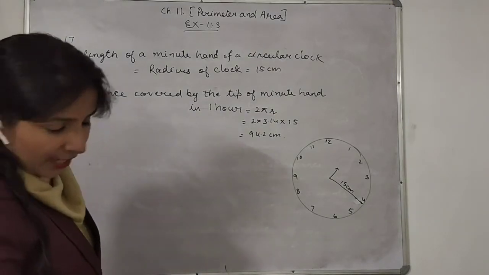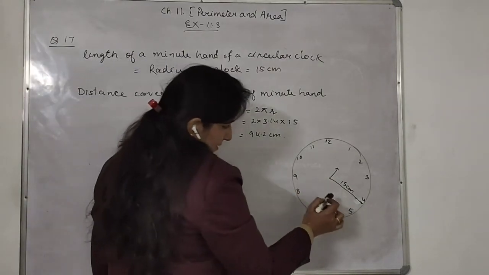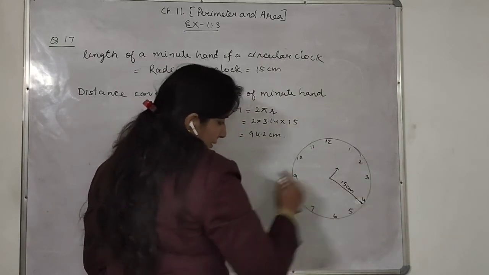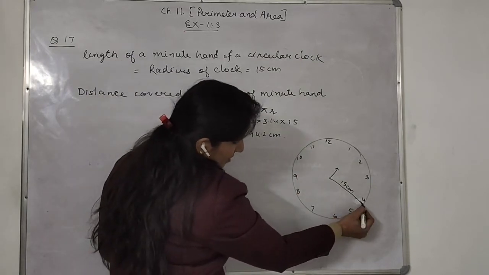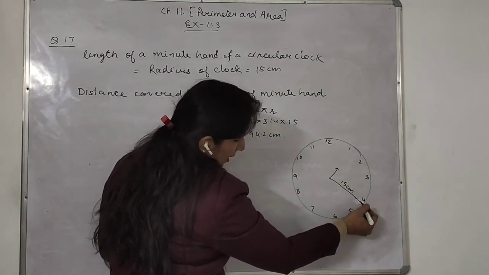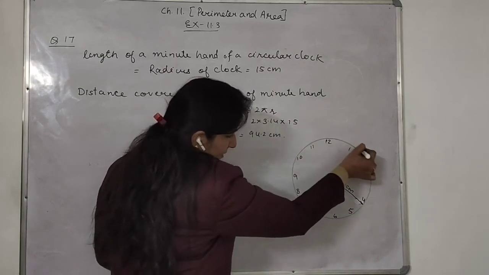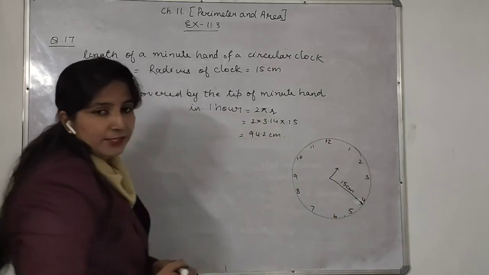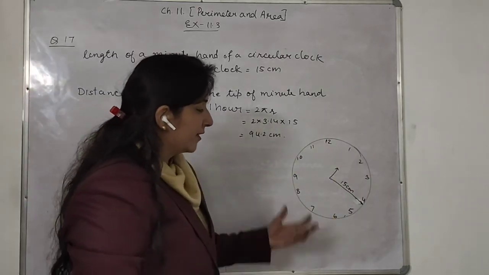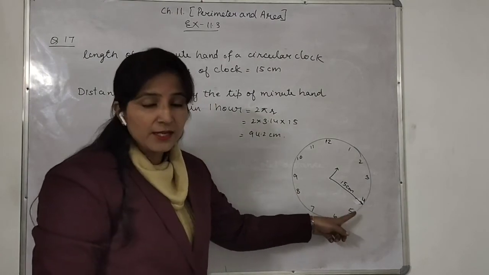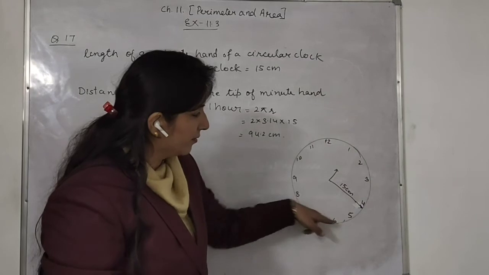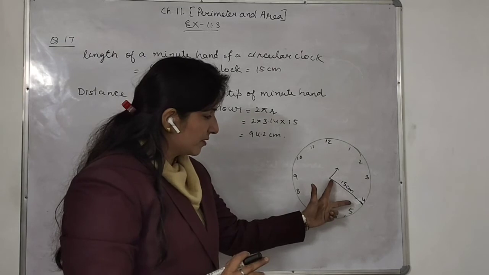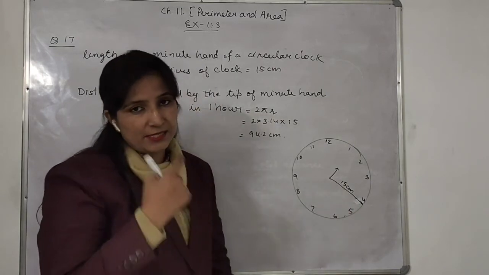Now it is being asked how much distance is covered by the tip of this minute hand in 1 hour. Suppose starting from here, when it completes 1 hour, it covers this complete circular distance till here again. We move around this circumference only. So the distance traveled by the minute hand in 1 hour is equal to the circumference of the circular clock, and the radius we can observe is 15 centimeters.